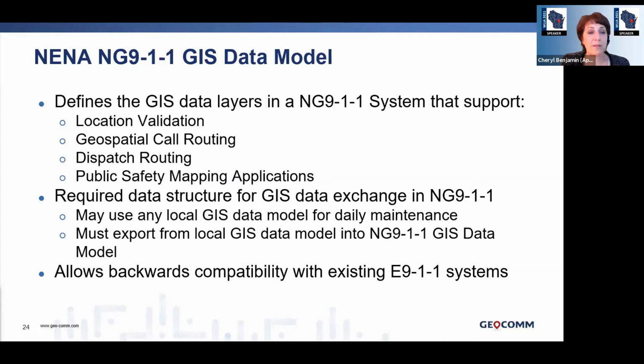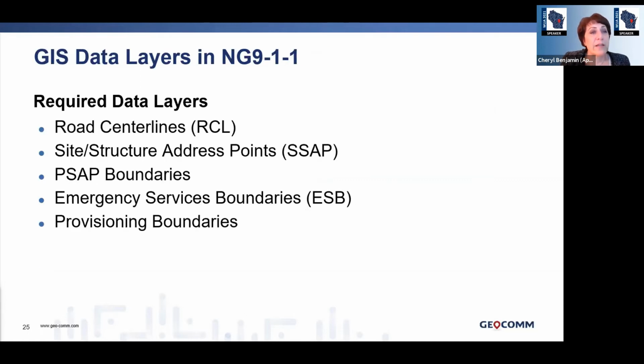So next I want to just briefly talk about the different GIS data layers that are mentioned in the NENA GIS data model. And they're broken into 3 different categories. The first category are the required GIS data layers. And these are your layers that are absolutely necessary in order to be able to do the location validation and to do emergency call routing. And they're also critical for call taking and dispatch operations.